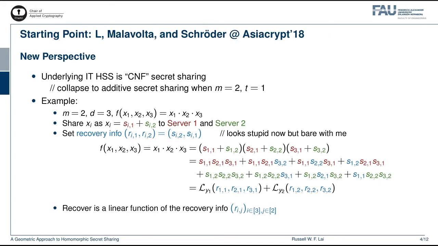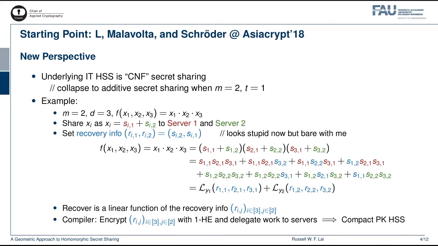With this coloring, it is easy to see that this product of x1 times x2 times x3 is nothing but a linear function in the recovery information with coefficients given by the output shares y1 and y2. Therefore, a natural strategy to get rid of the recovery information is to encrypt them with a linearly homomorphic encryption scheme, or LHE, and delegate the work to the servers. This results in a compact public key HSS scheme for degree 3 polynomials.